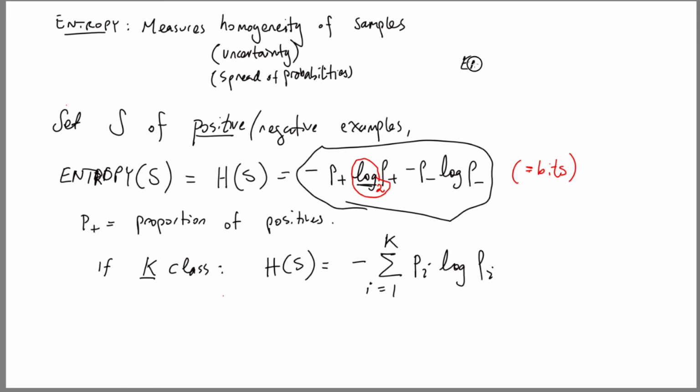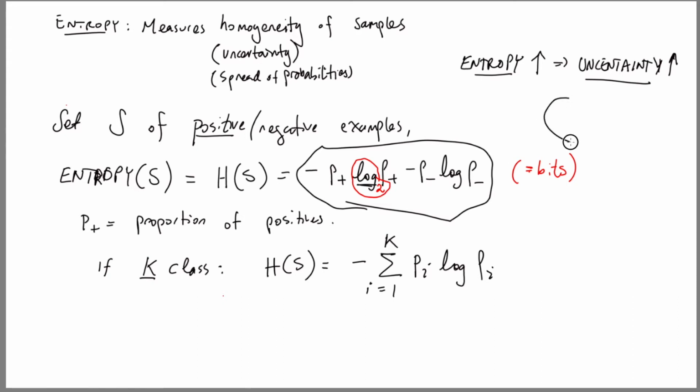If entropy increases, then uncertainty also increases. So these two are kind of measuring the same thing. What do I mean by that?